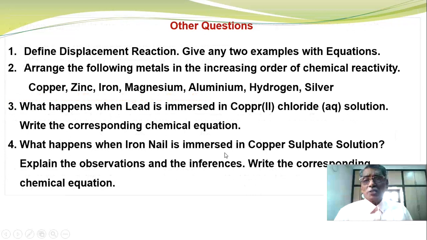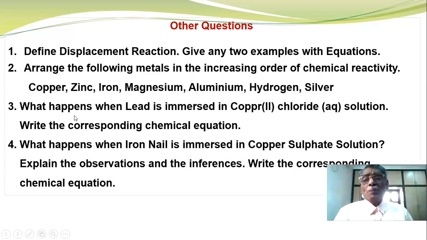Now, other questions. Define displacement reaction. Give any two examples with equations. Arrange the following metals in the increasing order of chemical reactivity: copper, zinc, iron, magnesium, aluminium, hydrogen and silver.